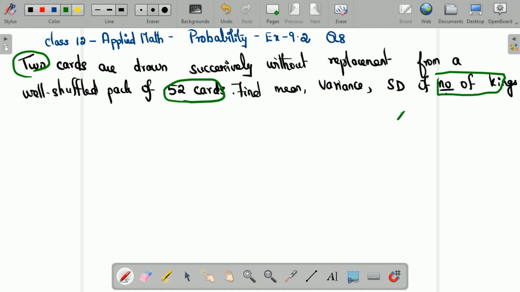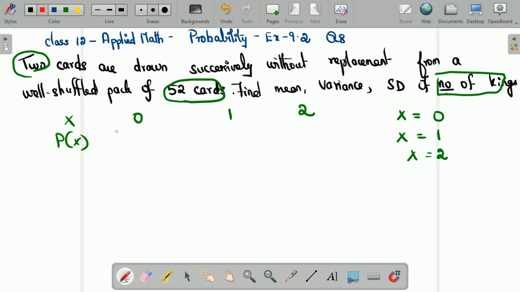So either way, the possibilities are there can be no king. So in this case, I will assume that the random variable x has 0 as a value. If one of the cards is a king, x can take the value of 1. And if both the cards are kings, then x's value will be equal to 2. So let's first generate the probability distribution. So x and p of x. So x can be 0, 1 and 2.